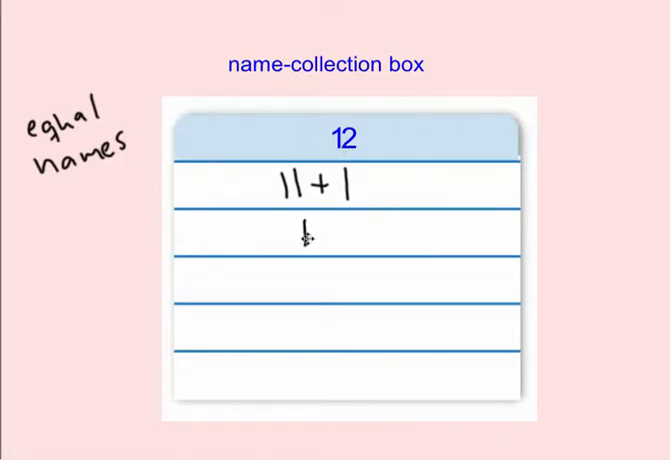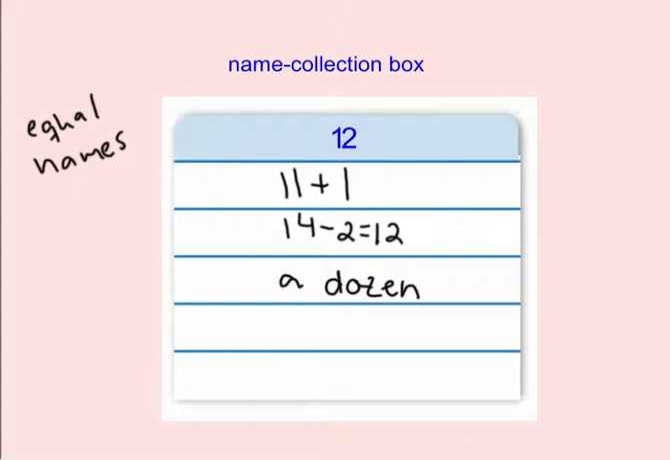You could also say 14 minus 2. 14 minus 2 equals 12, which is equivalent to the 12 in our name collection box. Oops, I'll write that back down again. You could also say, words are okay, a dozen. A dozen is the same thing as 12. That's an equal name. All right?